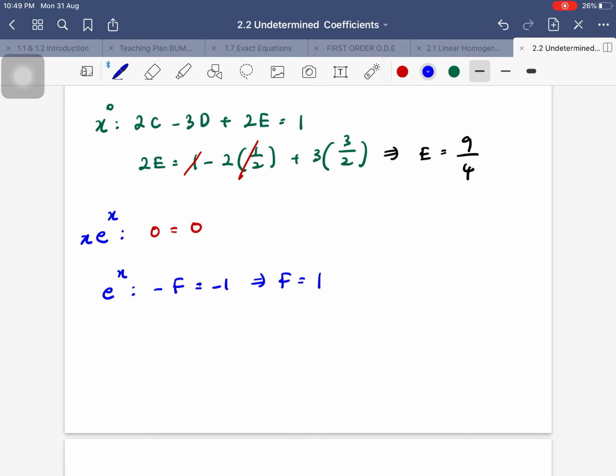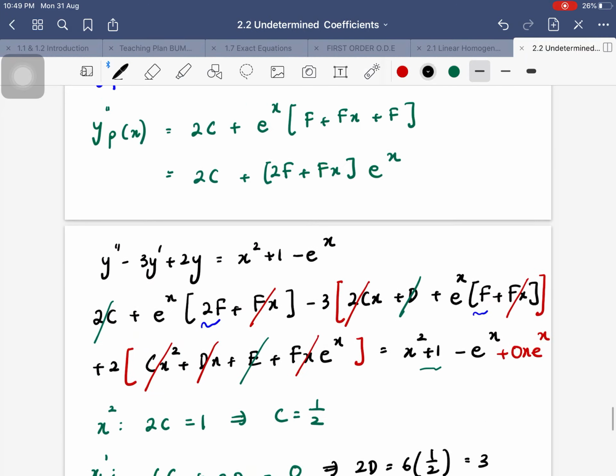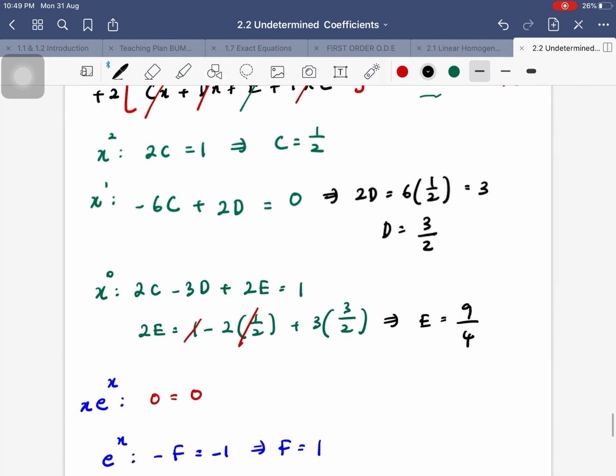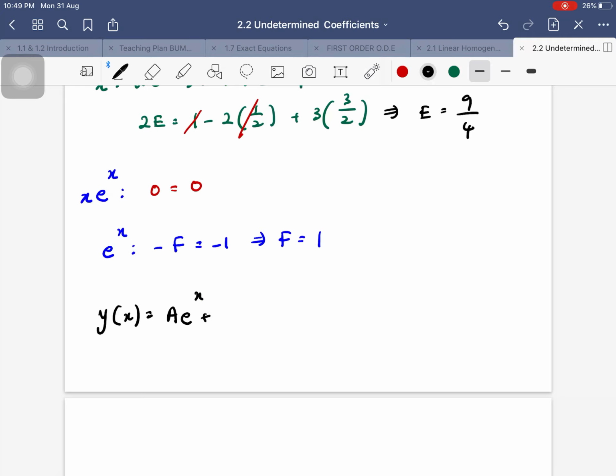All right. So now that I already have all the values, all I have to do is write down the solution. So I can write the solution right away. The fact that my yc is going to equal a exponential of, what is it before, x, plus b exponential of 2x.